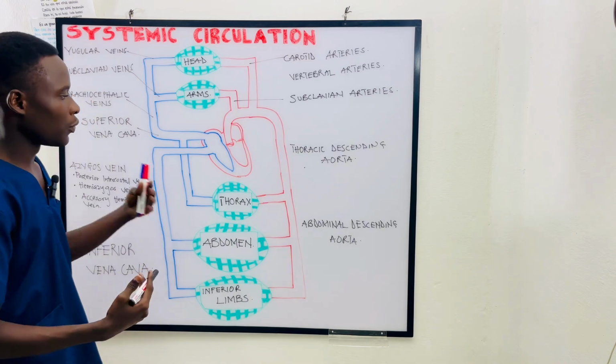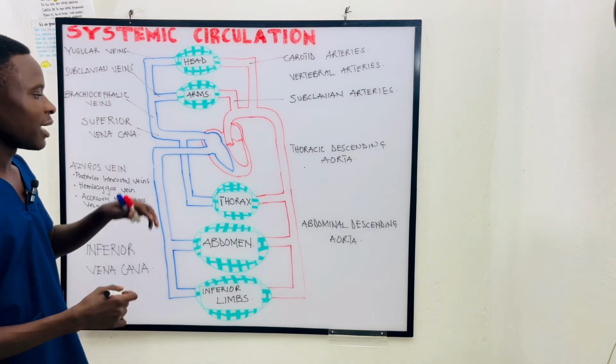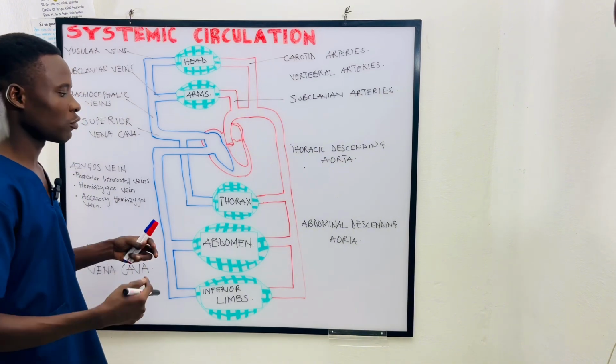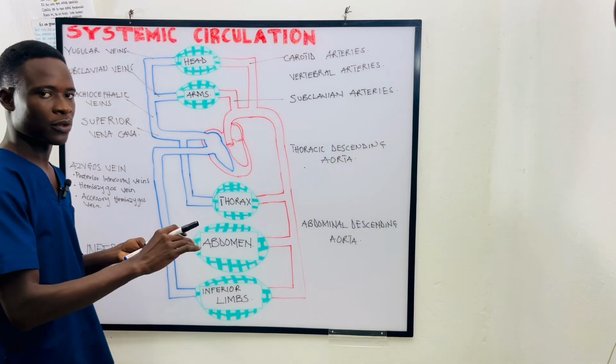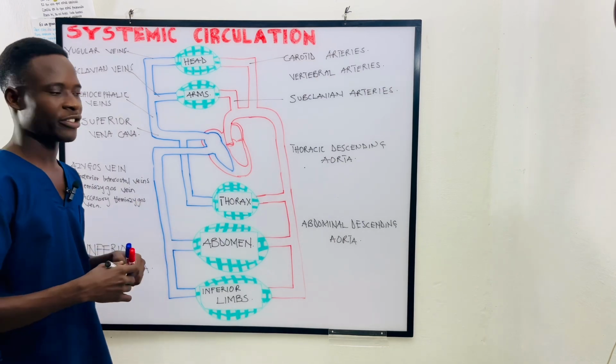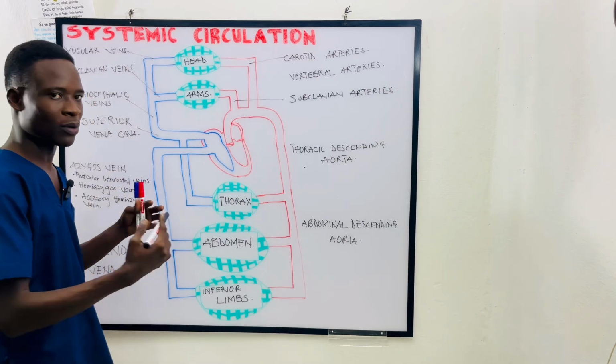We also have the superior phrenic artery. The superior phrenic artery will also supply the diaphragm with blood. And we also have the mediastinal artery, which supplies the mediastinum with blood.